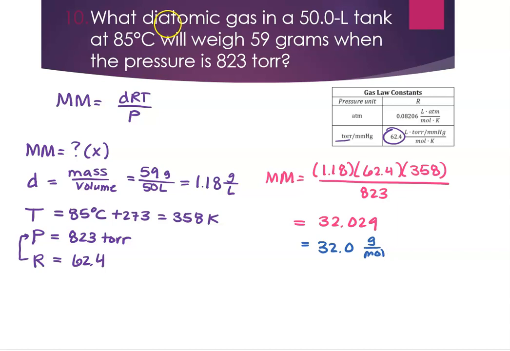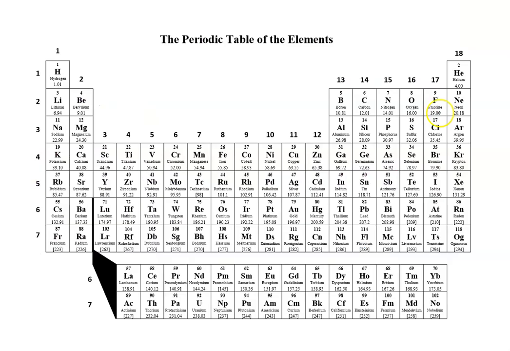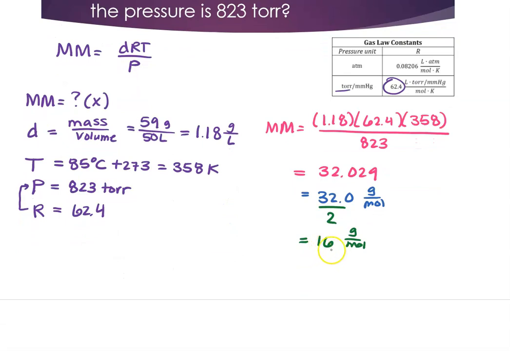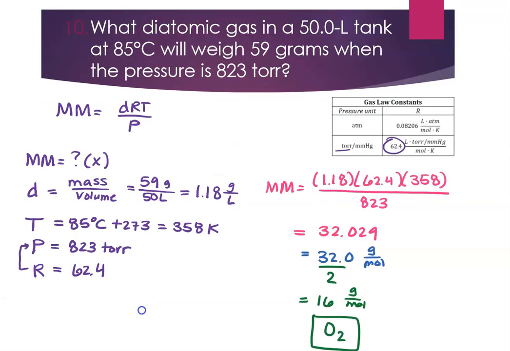So here it asks for which diatomic gas. So we're looking for an elemental gas here, but since it's diatomic, that means that this molar mass is actually for 2 of that. So diatomic means that there's 2 of those elements, so it means we need to divide this by 2, and we actually get 16 for our molar mass, which, if we remember, is the molar mass of oxygen. So our answer here is oxygen, but since there's 2 of them, it's going to be O2. All right, there we go.